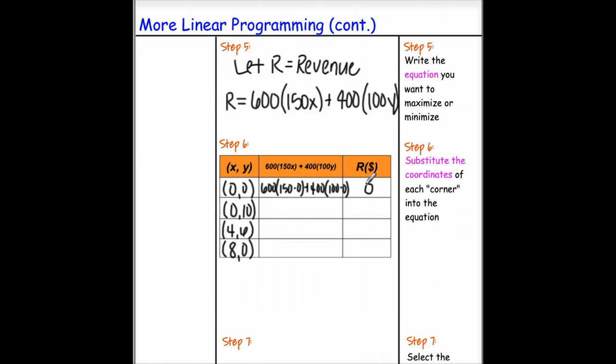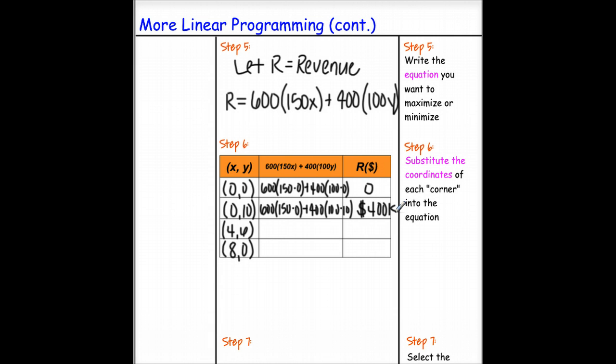If we have 0, 10, we have 600 times 150 times 0 plus 400 times 100 times 10, which the first part is 0. 100 times 10 is 1,000, times 400 is going to be a whopping revenue of 400,000. So I'm going to write 400K to save space.